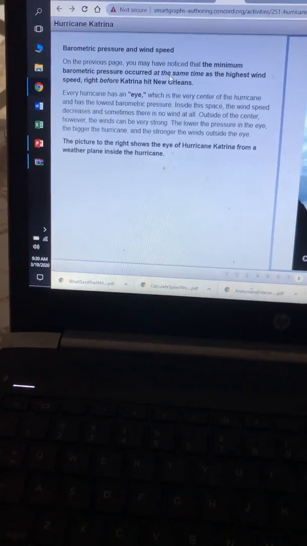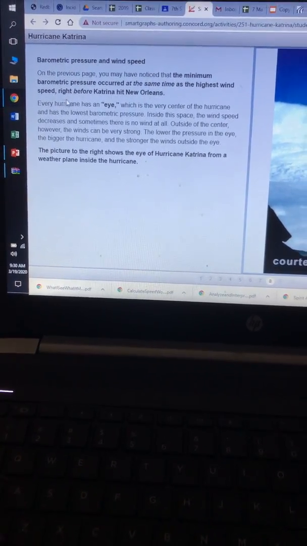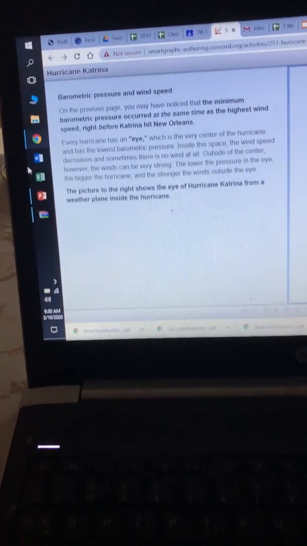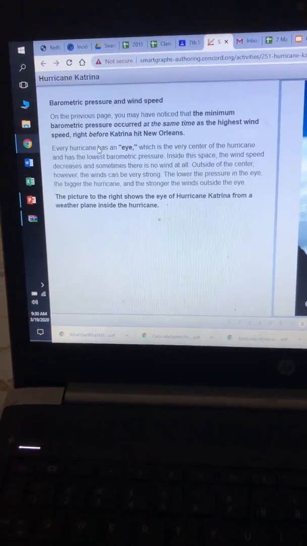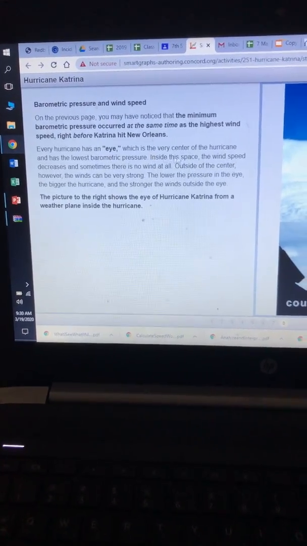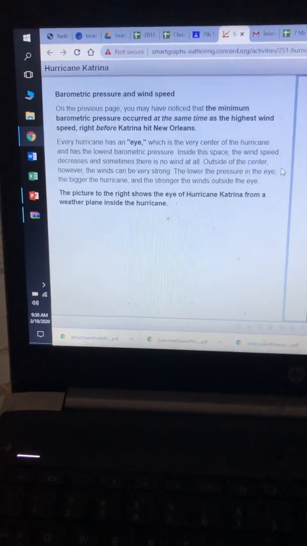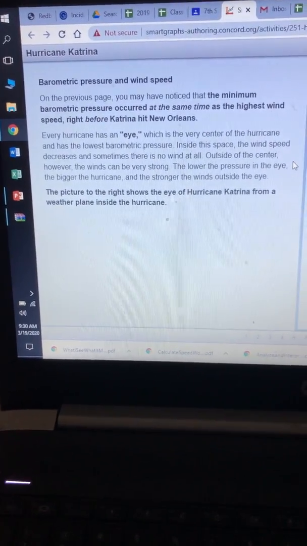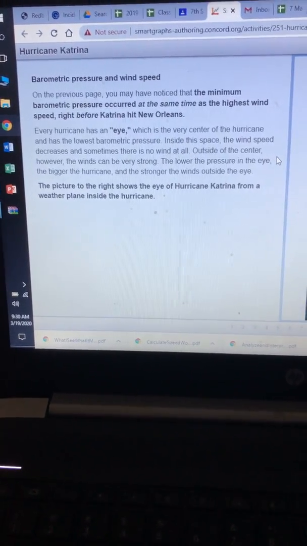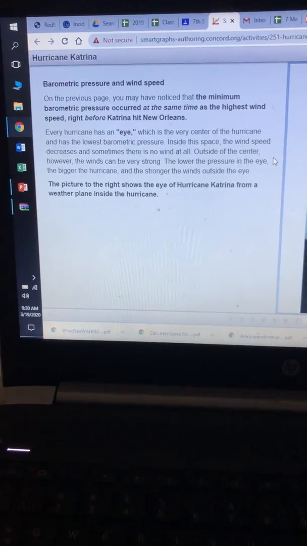On the previous page, you may have noticed that the minimum barometric pressure occurred at the same time as the highest wind speed, right before Katrina hit New Orleans. Every hurricane has an eye, which is the very center of a hurricane and has the lowest barometric pressure. Inside the eye, the wind speed decreases, and sometimes there's no wind at all. Outside of the center, however, the winds can be very strong. The lower the pressure in the eye, the bigger the hurricane and the stronger the winds outside of the eye.